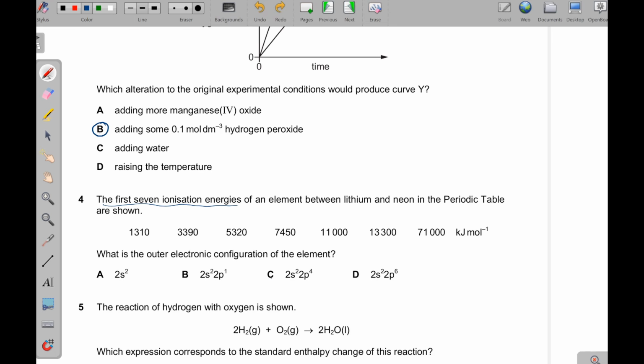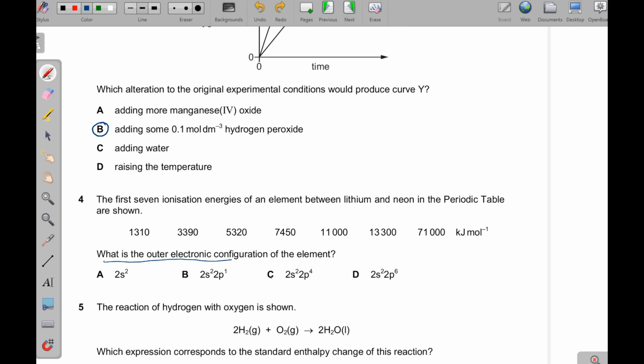The first 7 ionization energies of an element between lithium and neon in the periodic table are shown here. They are here, they are increasing. So every time you remove an electron, there is a proton that is left in the nucleus without a counter electron, you see? So the nuclear attraction for the outermost electrons, or the electrons that are remaining, is going to be stronger and stronger. So that's why whenever you are removing an electron successively, you are going to see that the values are increasing.